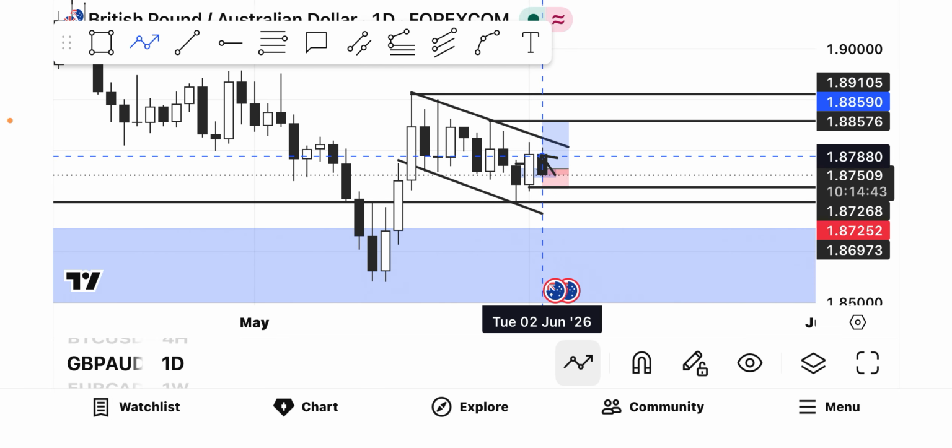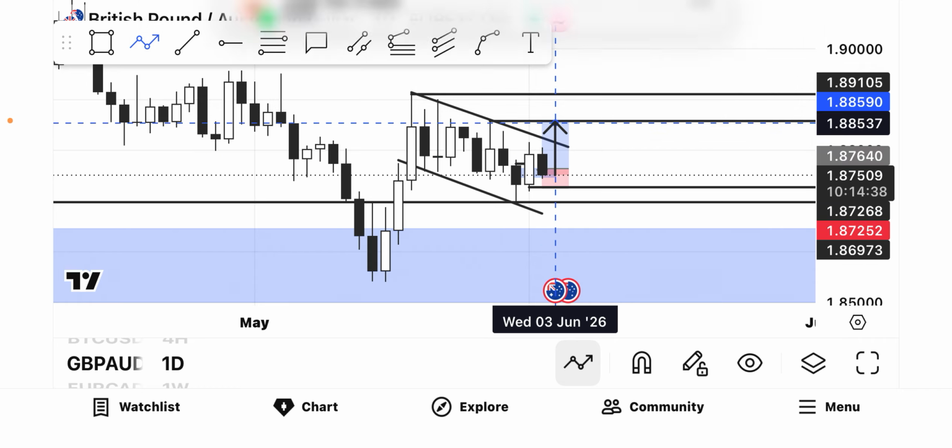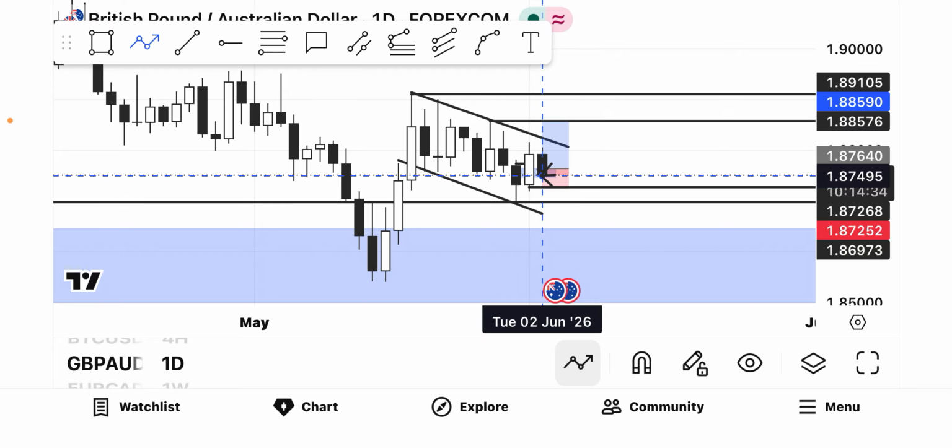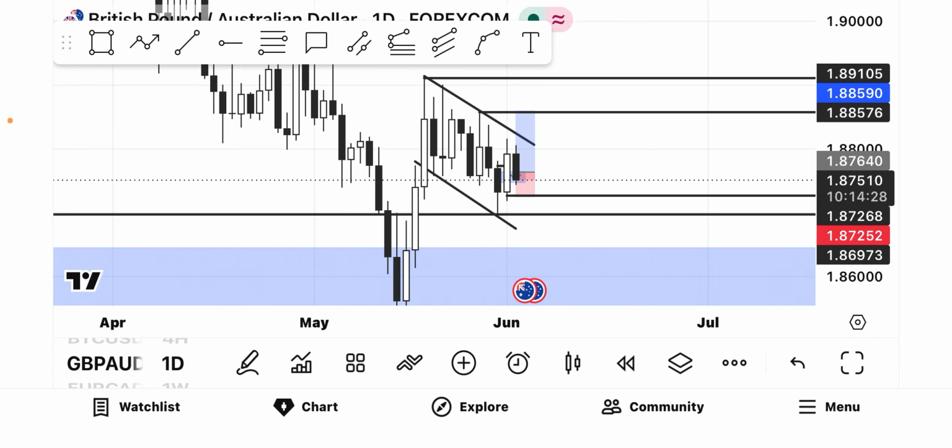So I was targeting here. By the time price breaks out from this bullish flag, it will be my take profit. But you see, price is moving down. It's going to take me out, but it is what it is. I entered knowing that trading is risky.